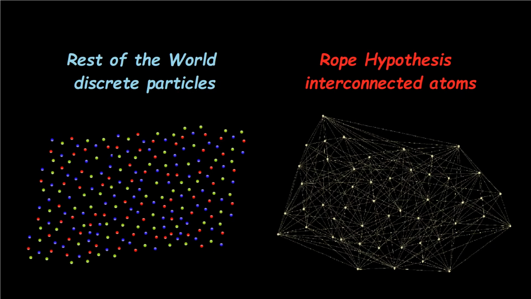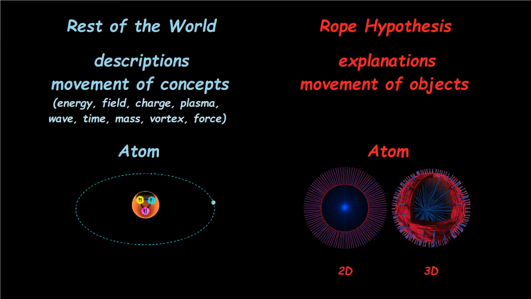Well, we propose a universe that is interconnected. For the first time, we have an interconnected universe. We're saying all atoms are interconnected. So whereas the rest of the world has this vision that everything is just discrete particles running around, we have an interconnected world. So that's what's new, that's what's different, okay? And so this takes us to some of the differences.